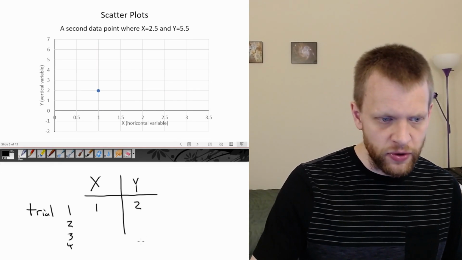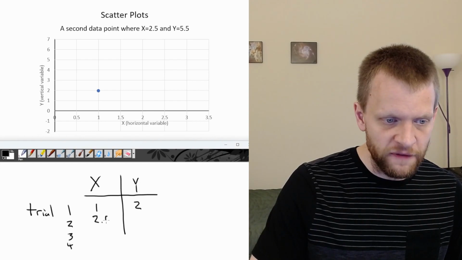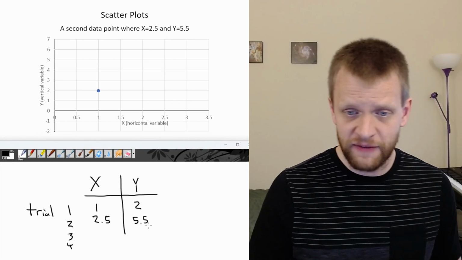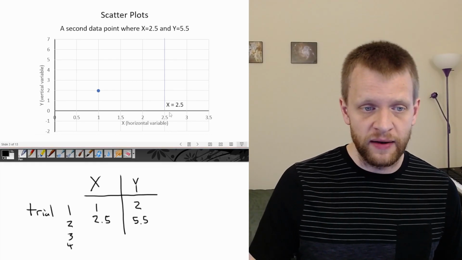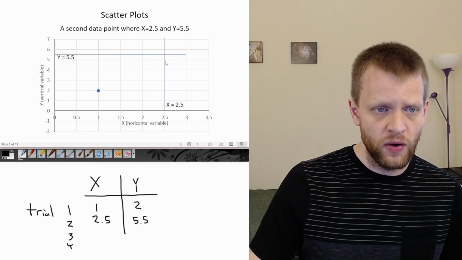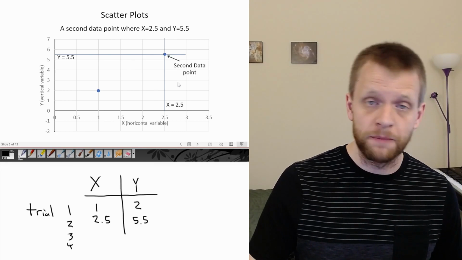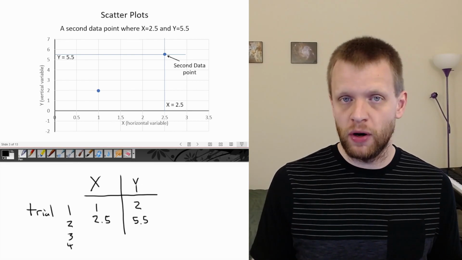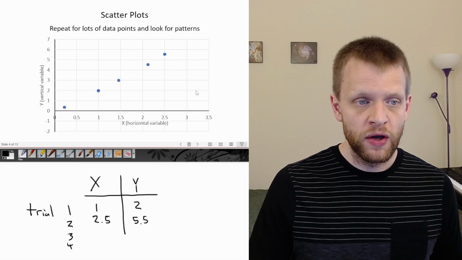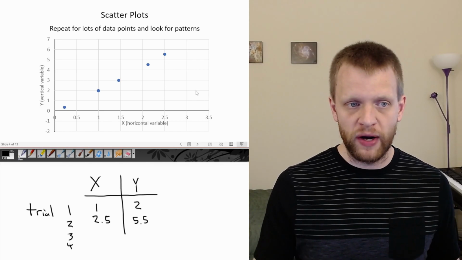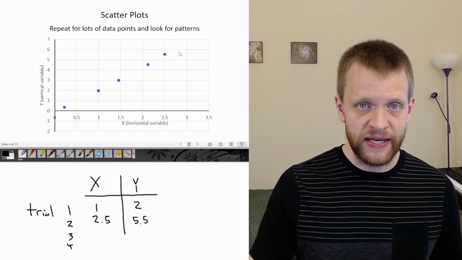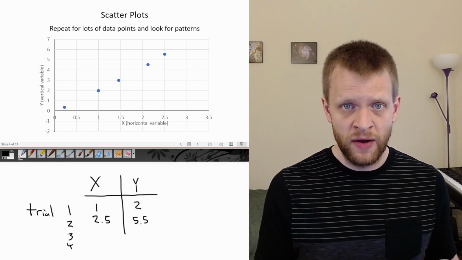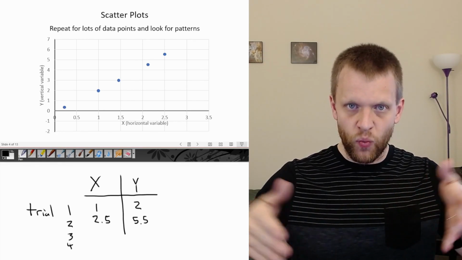Let's say we had another trial where our value for x was 2.5 and y is 5.5. Well, we can do the same thing. When x is 2.5, y is equal to 5.5, and we can put another data point there. And we basically just repeat this process over and over, looking at all of our different trials. They don't have to be evenly spaced. Some points there might be more data, some points there might be a little bit less data, but we generally want to try to get a wide range of data.